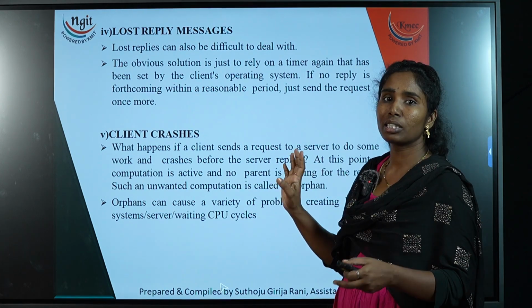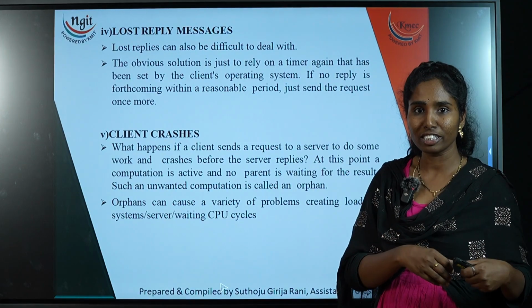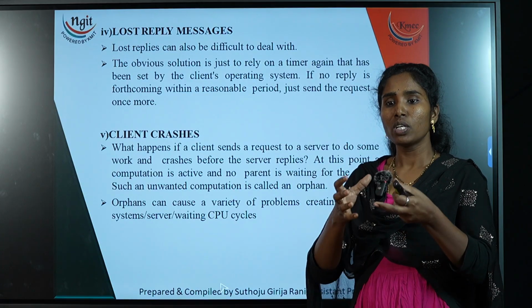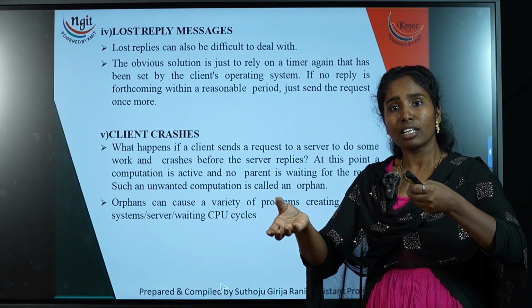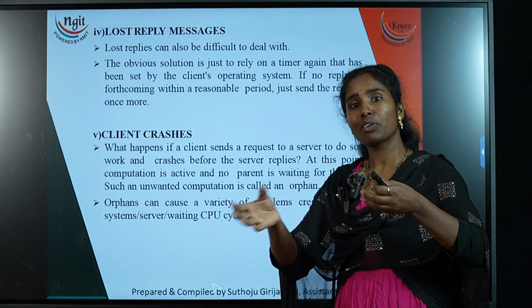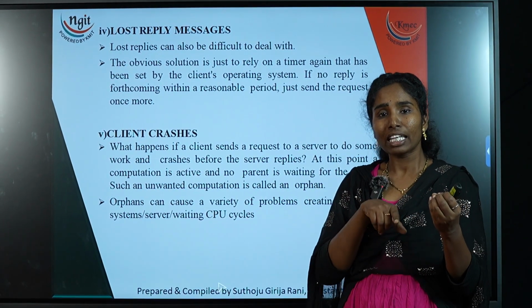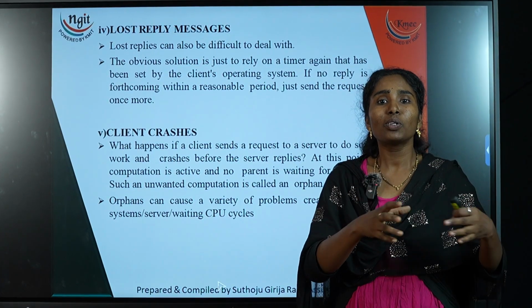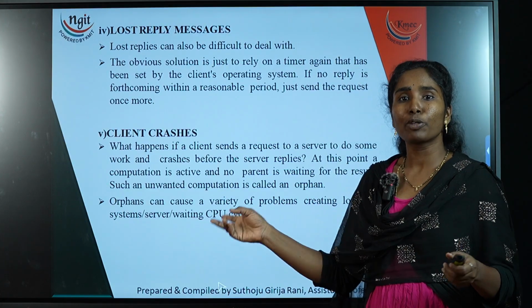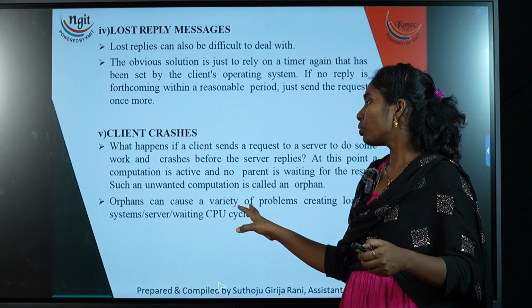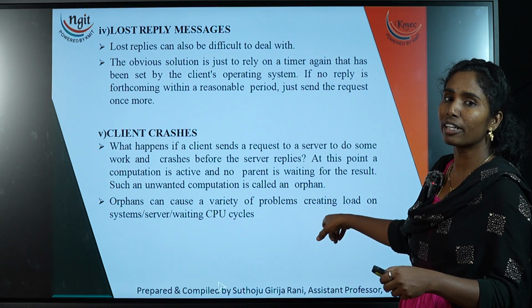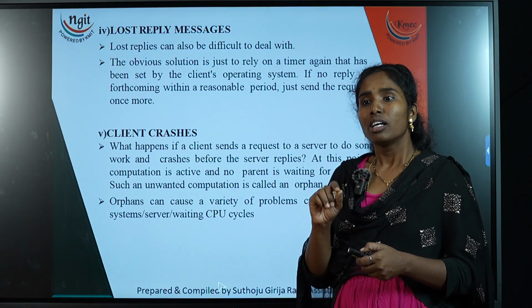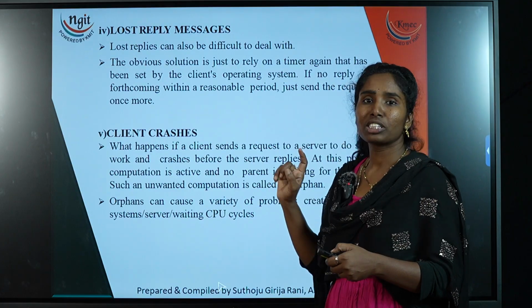And the client crashes: after sending the request, the client got crashed. This kind of thing is called an orphan procedure. A parent process which has given the request got killed after giving the request. Now whoever is giving the reply will be giving it to a process that is not there. That is called an orphan procedure. In the orphan procedure, we should handle the problems which will be creating load on our system. This kind of thing cannot be ignored. So all the time, crashes we must repair or replace.